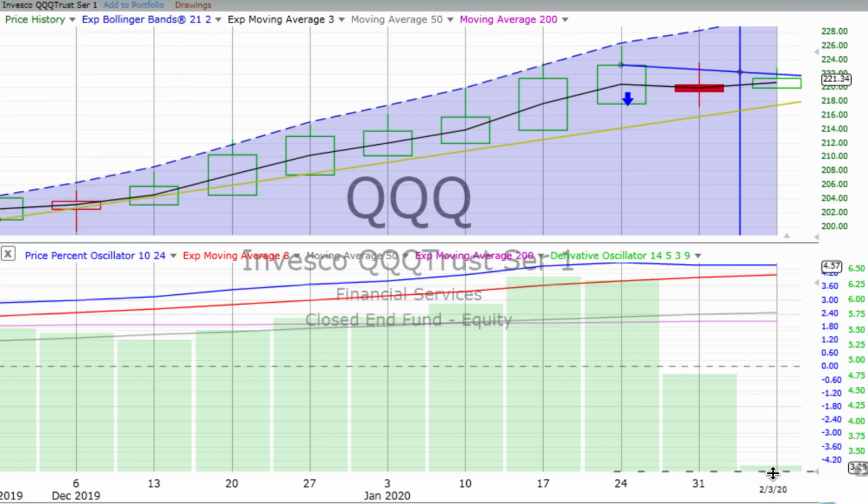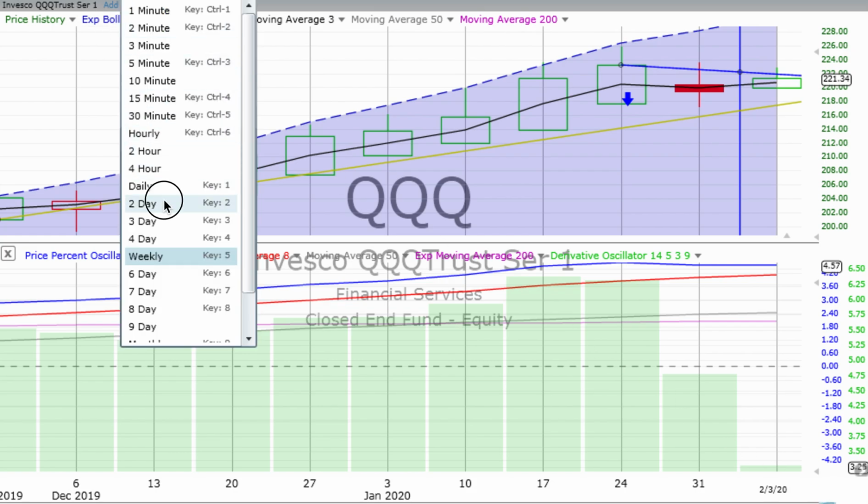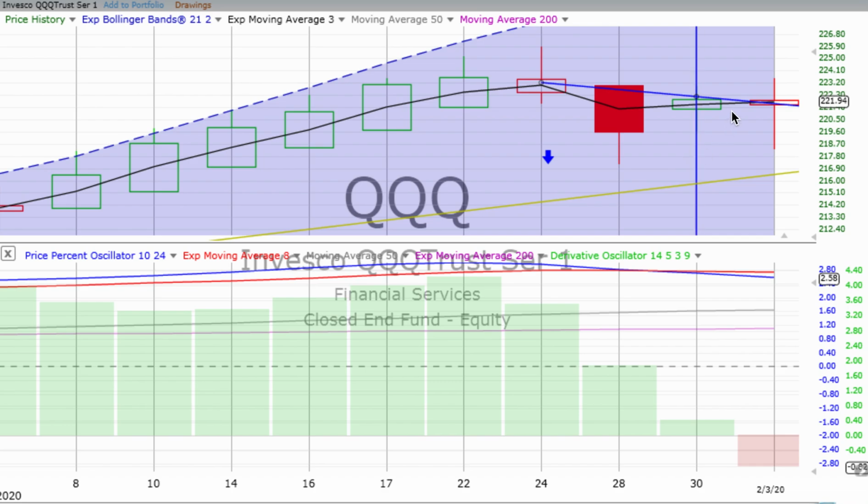Price percent oscillator is heading sideways, pretty much just flat. Derivative oscillator still losing momentum. That's on the weekly chart. Go to the 2-day. What do we see there? We see on that 2-day chart not a really good 2-day trend line. It's just hard to draw one. Almost don't pay attention to the trend line, but we just don't have a good one to draw. You know what I'm going to do? I can redraw one later. We don't have a trend line on the 2-day chart at this point.